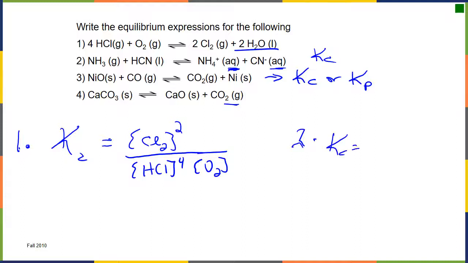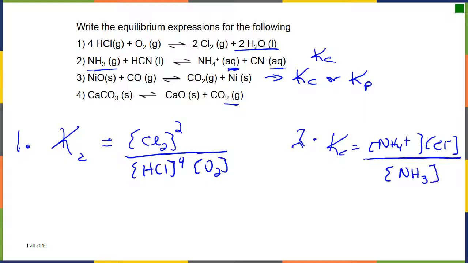For reaction number 2, I'm going to write a K sub C as well, again because I've got aqueous. And my K sub C for this is going to be ammonium multiplied by chloride divided by ammonia, which is a gas and would have to be a concentration, even though it's a gas. It's either got to be a K sub C or a K sub P. It can't be both. And because HCN is a liquid, we're going to leave it out.